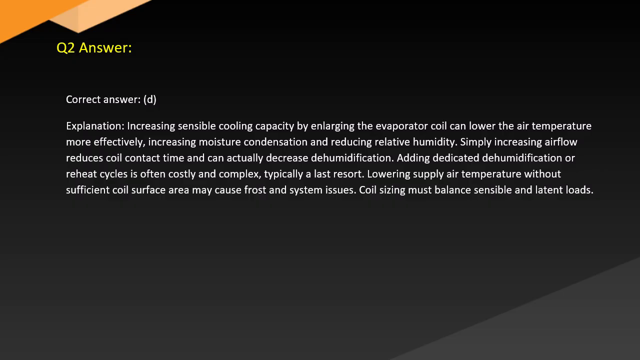Answer. Correct answer: D. Explanation. Increasing sensible cooling capacity by enlarging the evaporator coil can lower the air temperature more effectively, increasing moisture condensation and reducing relative humidity. Simply increasing airflow reduces coil contact time and can actually decrease dehumidification. Adding dedicated dehumidification or reheat cycles is often costly and complex, typically a last resort. Lowering supply air temperature without sufficient coil surface area may cause frost and system issues. Coil sizing must balance sensible and latent loads.